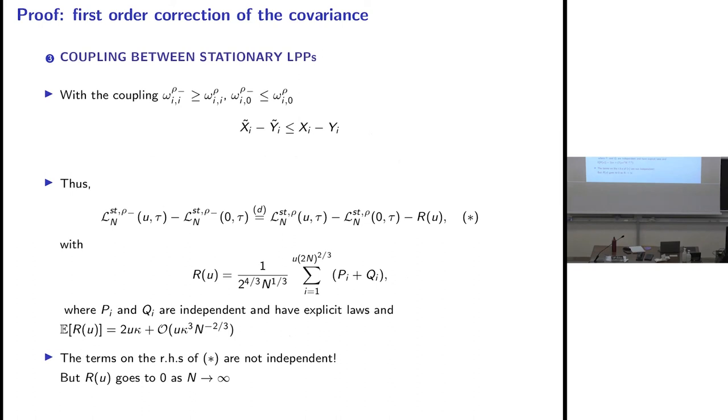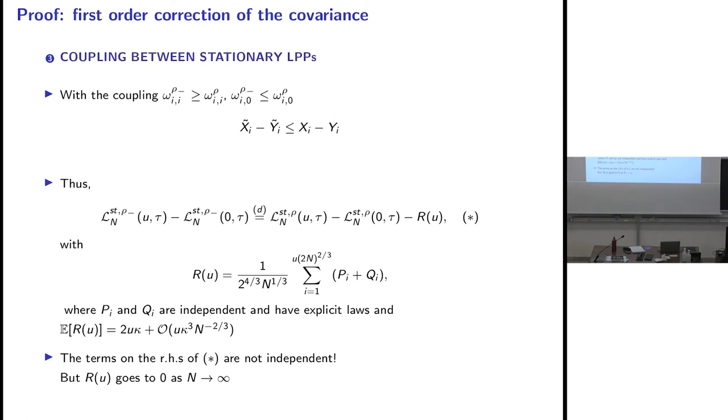By the coupling that we chose, the randomness on the diagonal for rho minus is greater than the randomness on the diagonal for rho, and the randomness on the horizontal line for rho minus is weaker than the randomness on the horizontal line for rho, so we can bound this difference of the random variables. So from this, we can write the increments for the stationary LPP with parameter rho minus as the increments of the stationary LPP with parameter rho plus a rest. We should notice that these two terms are not independent, but it is possible to overcome this problem when estimating these increments, because the rest goes to zero when n goes to infinity.